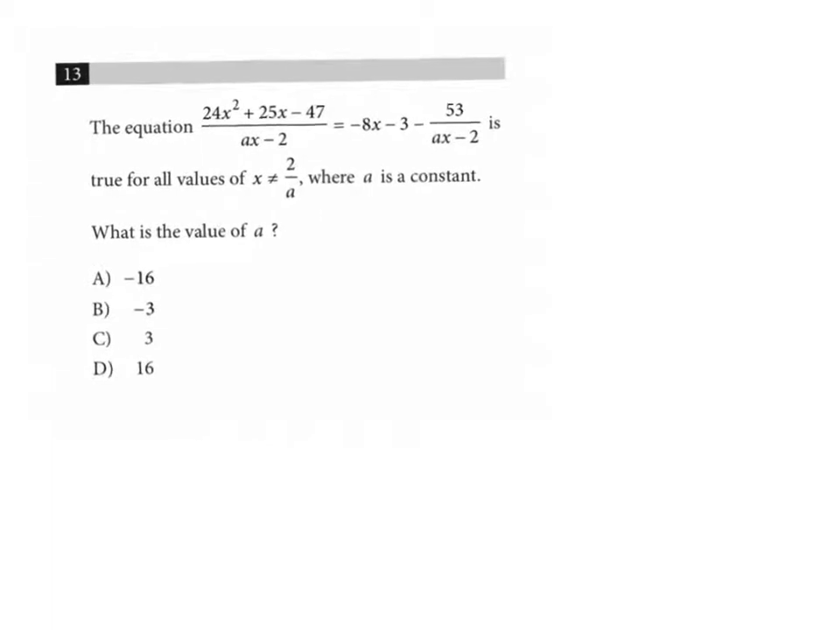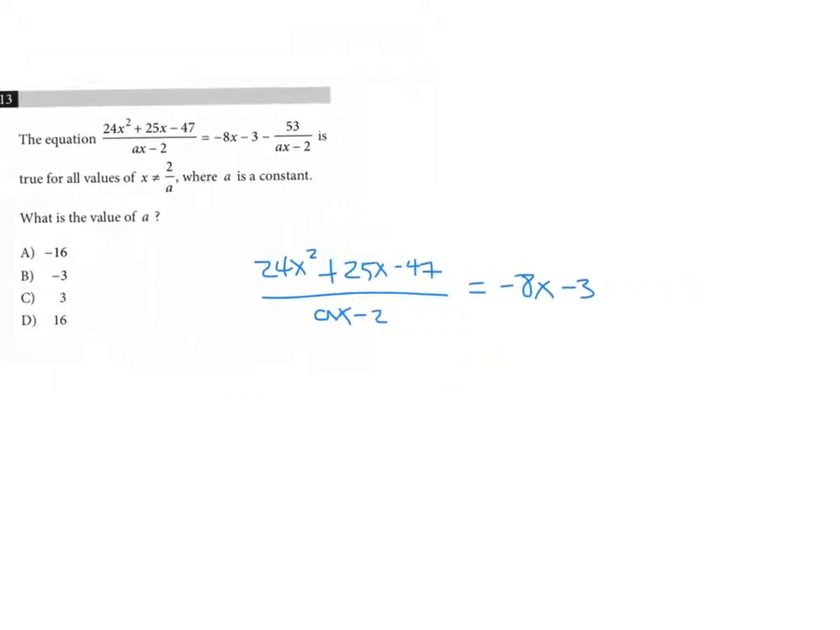There's another thing we could do that has to do with long division, which is good if you're familiar with polynomial long division, but a lot of people are not. So instead I'm going to rely more on a regular algebra approach. So I have 24x squared plus 25x minus 47 all over ax minus 2, and that equals -8x minus 3 minus 53 over ax minus 2.